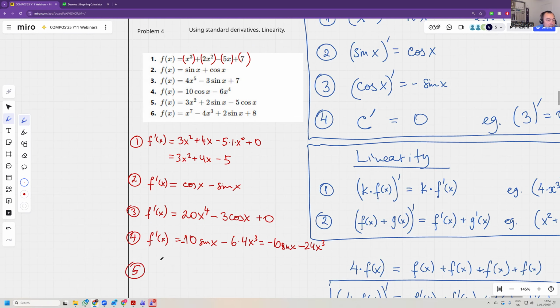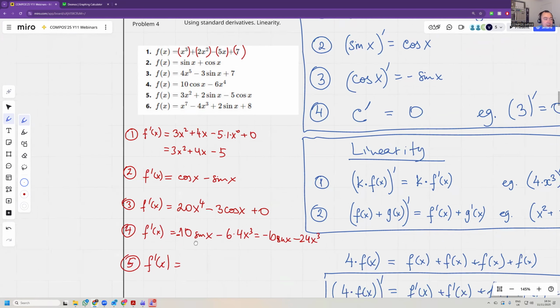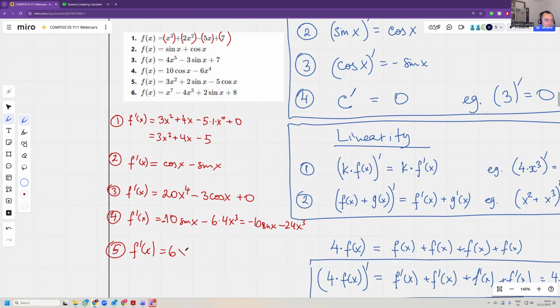5: f dash of x is 6x plus 2 cos x plus 5 sine x. Number 6: f dash of x is 7x to the power 6 minus 12x squared plus 2 cos x. That's it, plus 0.